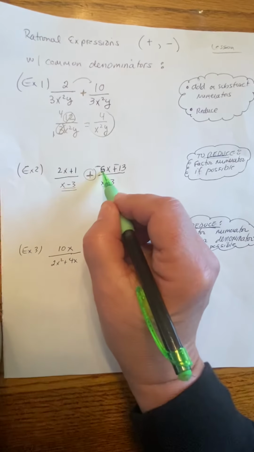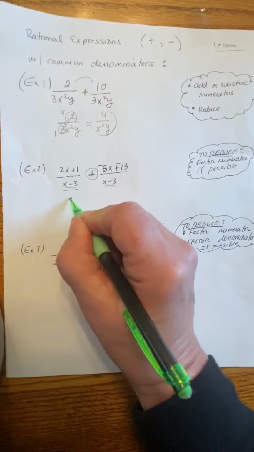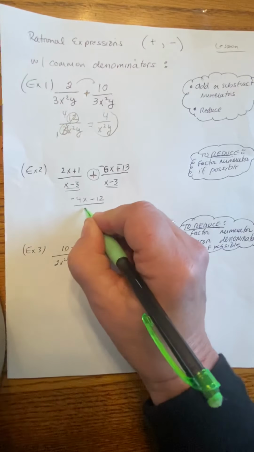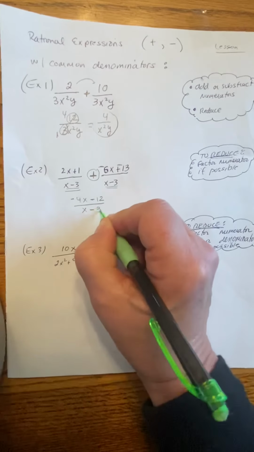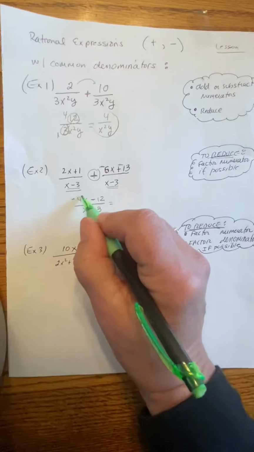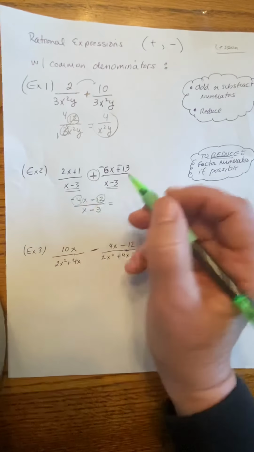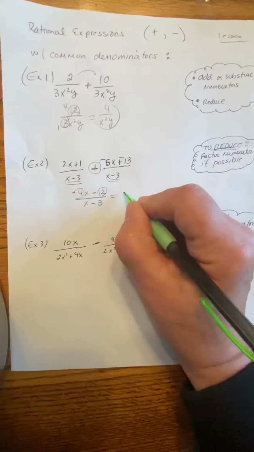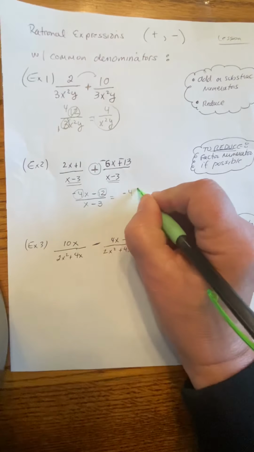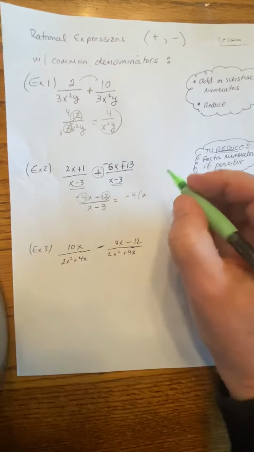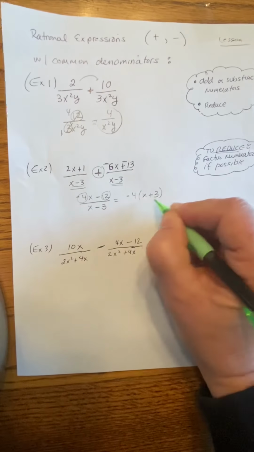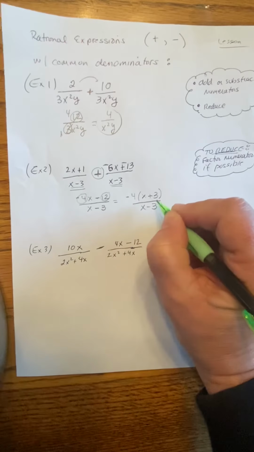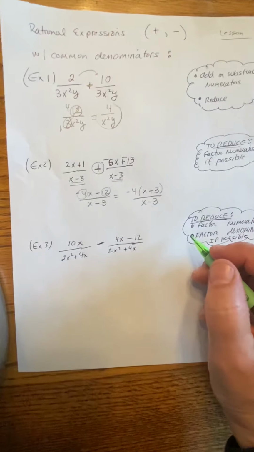Now we'll go ahead and combine like terms. So negative 4x minus 12, all being divided by x minus 3. If possible, we will see if we can factor out a common factor and see if that fraction will reduce one more time. If I factor out a negative 4, I'm left with x plus 3 divided by x minus 3. Since these are not the same terms, this cannot be reduced any further.